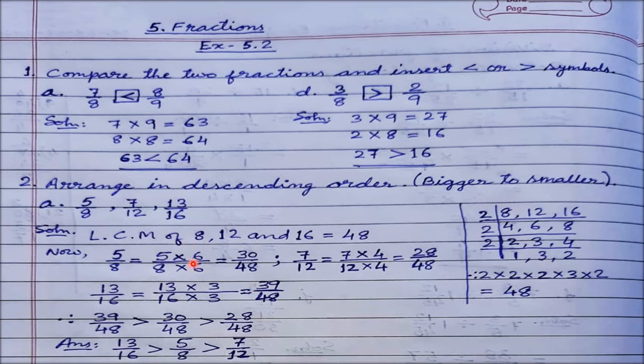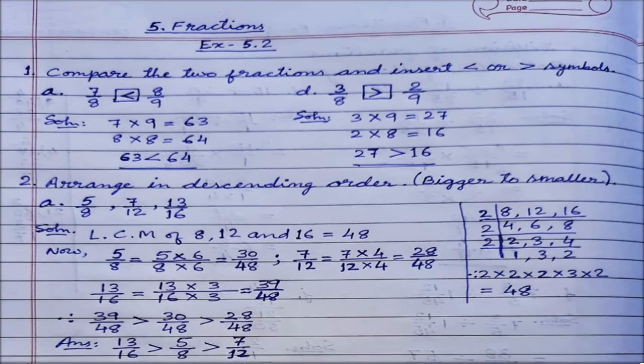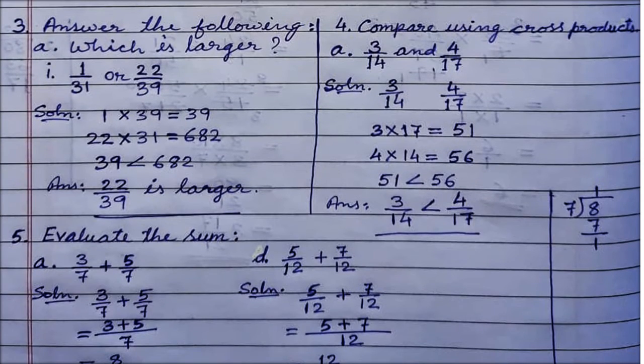Okay, we will move to the next question, question number 3. Now here you have question number 3, which reads, answer the following. Which is larger? This exercise is mostly based on comparison of the two fractions. So which one is larger? Again, by cross multiplication you can easily find out which one is larger, 1 by 31 or 22 by 39.